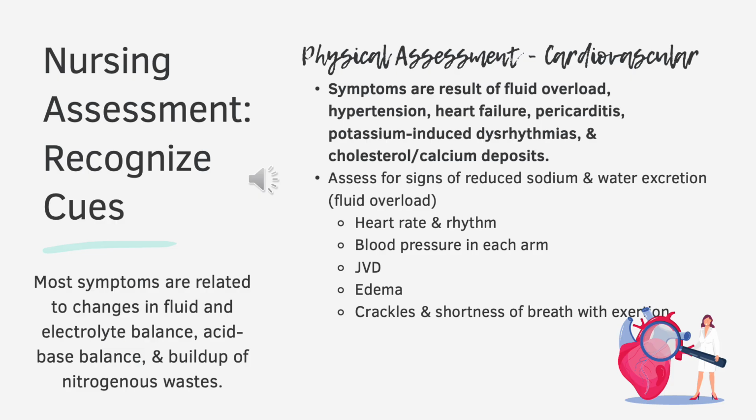So for this, we need to pay close attention to the heart rate and rhythm, noting any extra sounds such as an S3 or irregular pattern, because that can indicate fluid overload. We want to listen for a pericardial friction rub, which can indicate pericarditis. And we want to measure the blood pressure in both arms unless they have a dialysis vascular access device present. We also want to check for jugular venous distension and look for any edema in the areas like the feet, the shins, the sacrum, and around the eyes. All of these are signs of fluid accumulation or fluid overload.